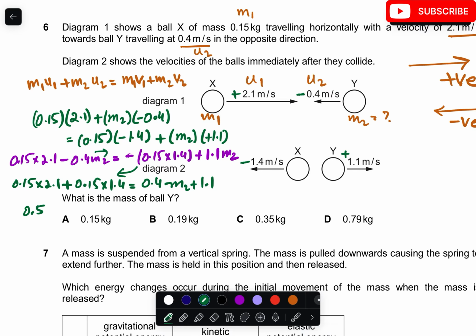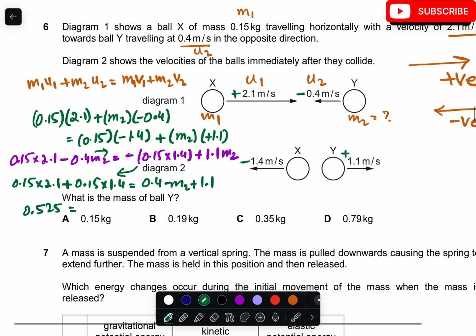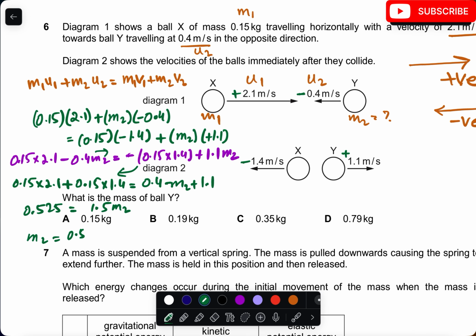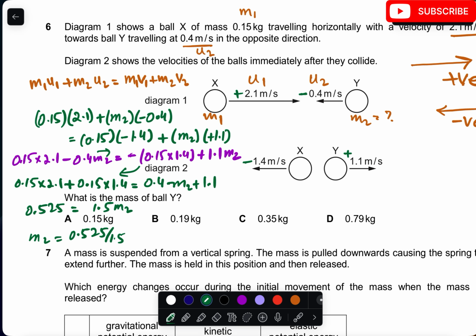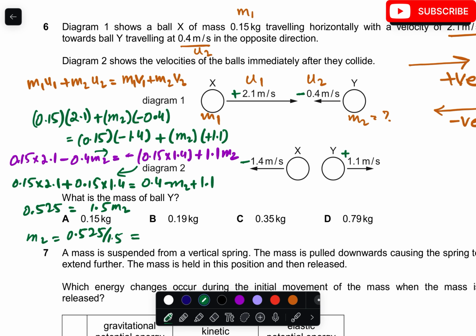0.525 is equal to 1.5 m2. So m2 will be 0.525 divided by 1.5. The final answer will be 0.35. Okay, so it's option C that is correct.